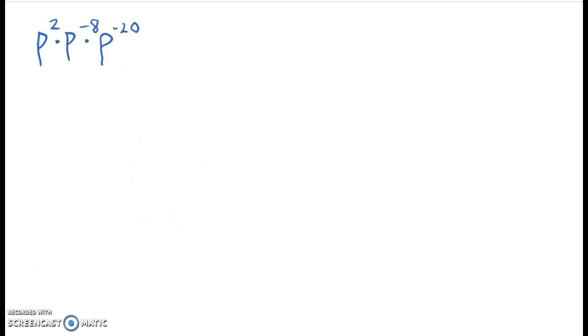Let's look at this one. Remember the last video, we said multiplying exponents, you just add them. So we're just going to add them, except we have negative numbers involved. 2 and negative 8, negative 6, negative 6, and negative 20 is negative 26. So equals p to the negative 26. Oh, we have a negative exponent, so we're going to have to switch levels and make it positive. P to the positive 26.